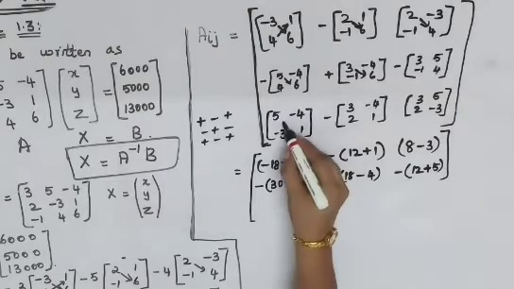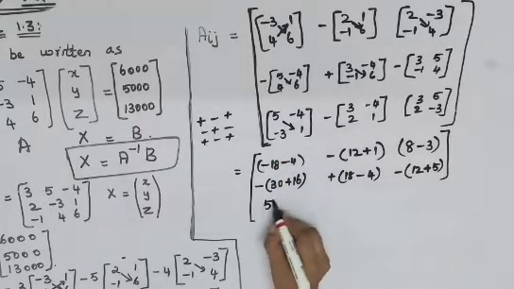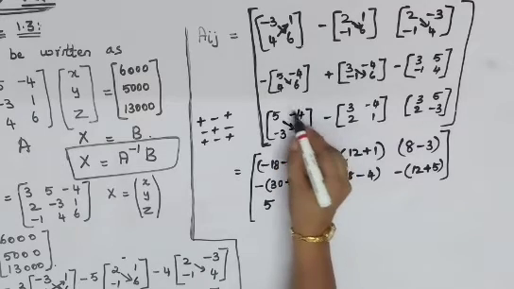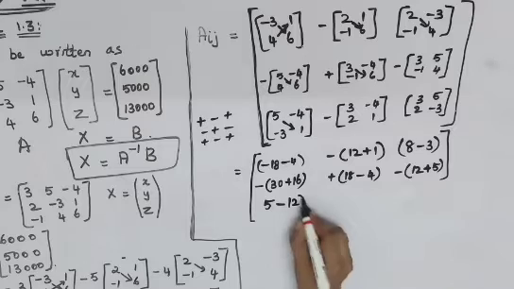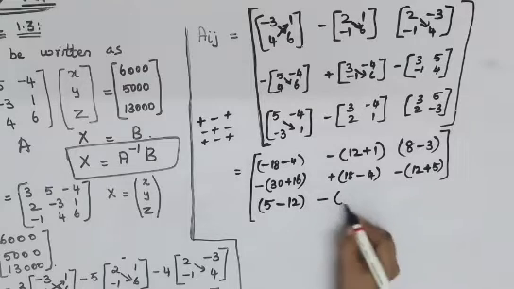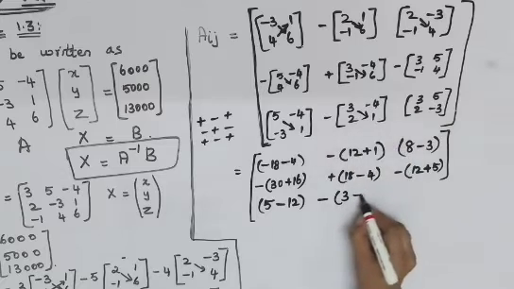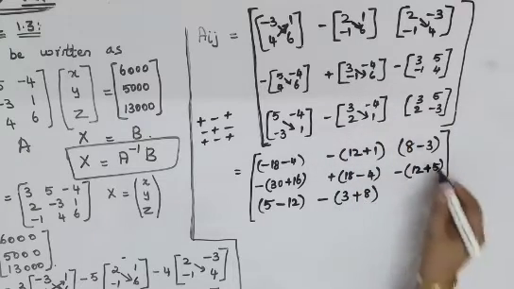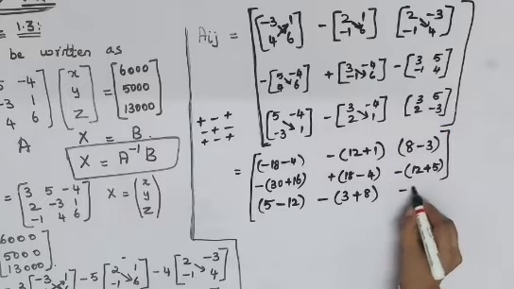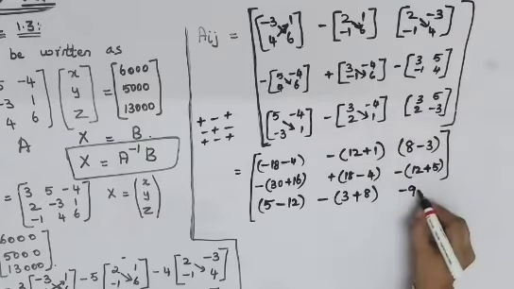Next is 5 1s are 5. Minus of minus will become plus, but inbuilt minus is there, so minus, 4 3s are 12. Then minus, open your bracket, 3 1s are 3, minus 8. Inbuilt minus will be there, so it will become plus. Again 3 3s are 9 with minus, minus 10.